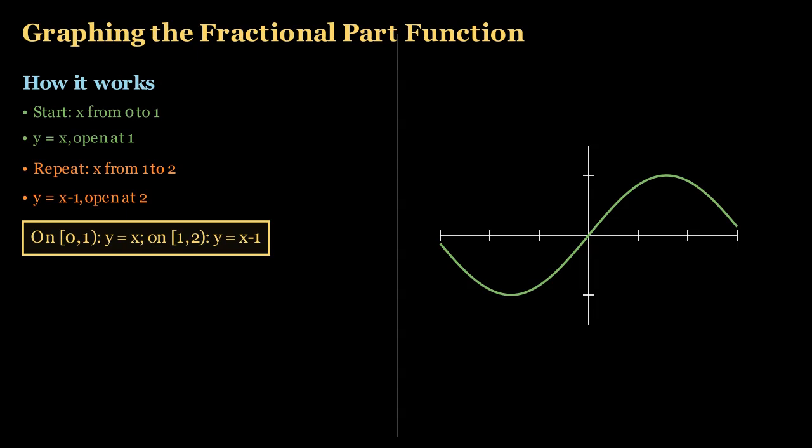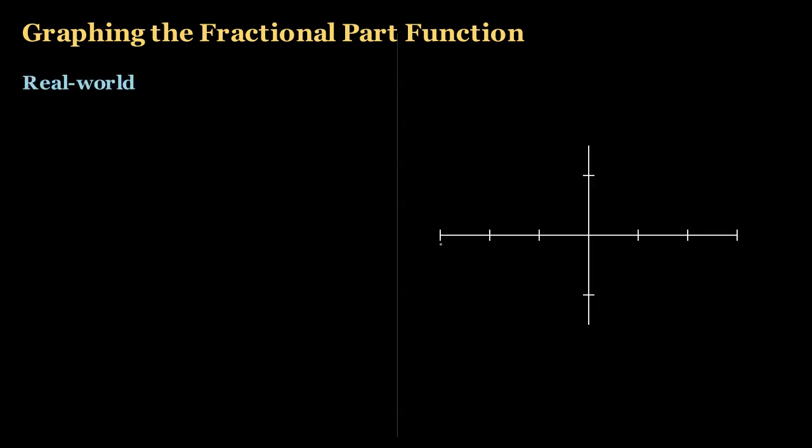Let's use the graph to solve a concrete problem. Suppose you need the fractional part of 2.7. On the graph, find 2.7 on the x-axis. It lies between 2 and 3. Go straight up to the slanted line. That line represents y equals x minus 2, because the integer part is 2. Now read across to the y-axis. You'll see it's about 0.7. We can verify 2.7 minus 2 is indeed 0.7.